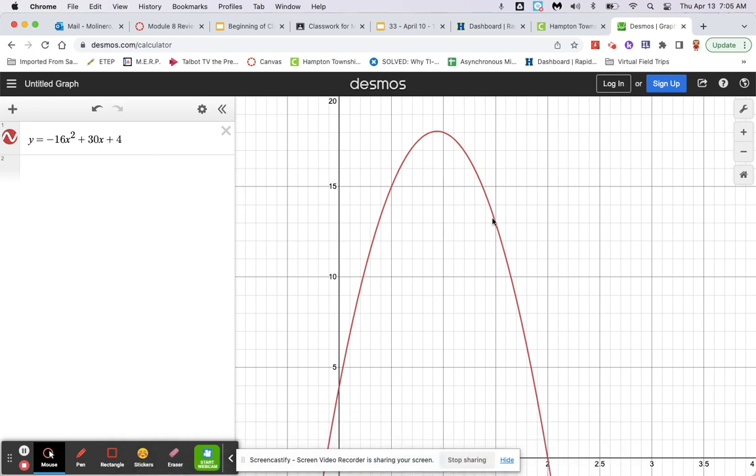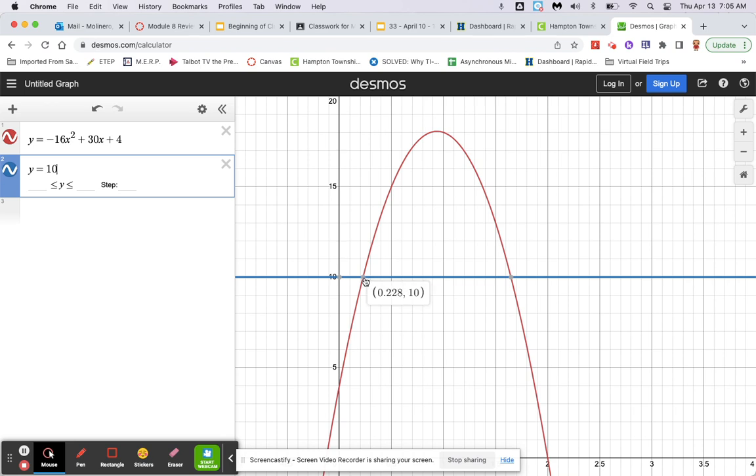That's what we're going to see here. And we want to know when the ball is going to reach a height of 10. So we have two intersection points. We have one right here at 0.228 seconds and one right here at 1.647 seconds.